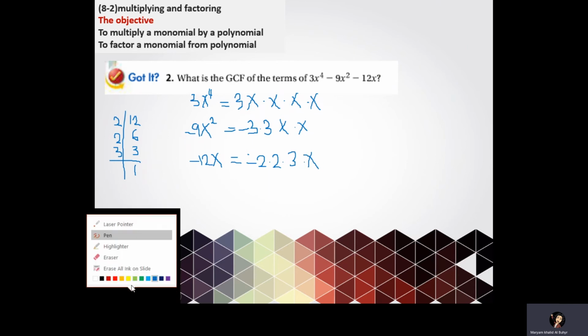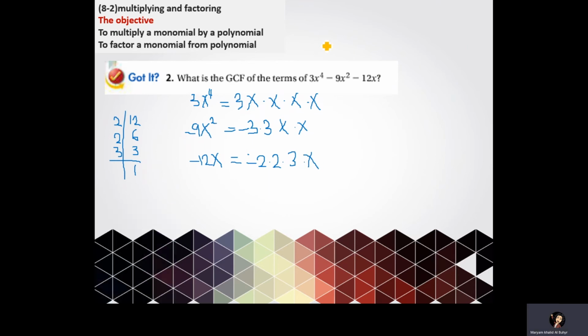Again, step 2, I will look at the repeated number. So what is the repeated number here? 3 and 3 and 3 in all of them. Just take one 3. x and x and x, it's repeated in all of them. Is there anything else repeated in all of them? No. So the only thing that I have to take, the greatest common factor, is 3x.